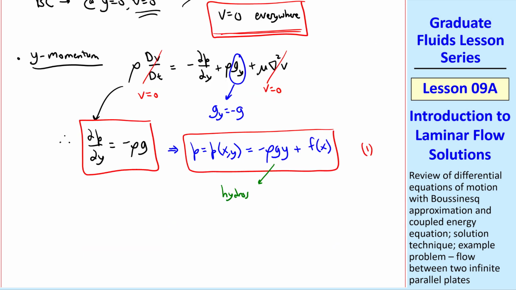By the way, this is the hydrostatic component of pressure. Pressure increases linearly downward, just as it would in hydrostatics. The f of x represents the dynamic component due to the flow.